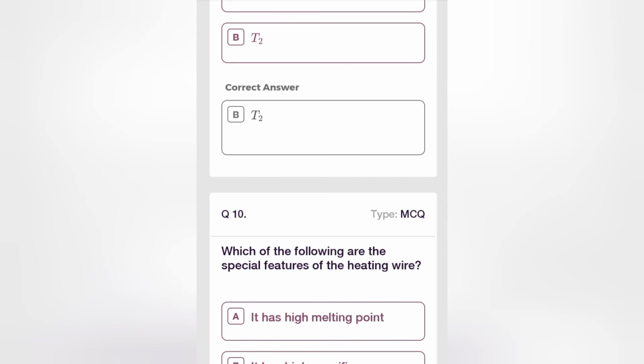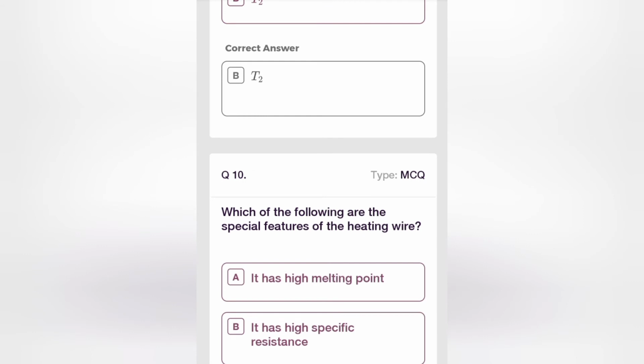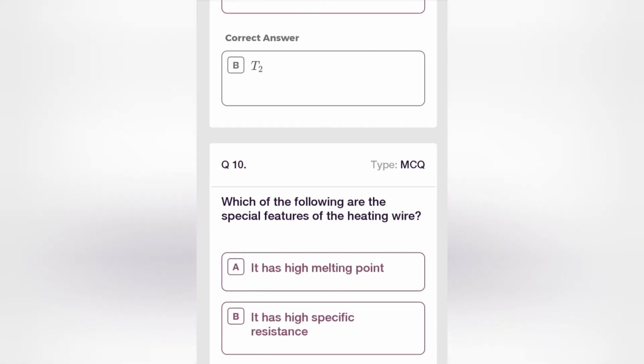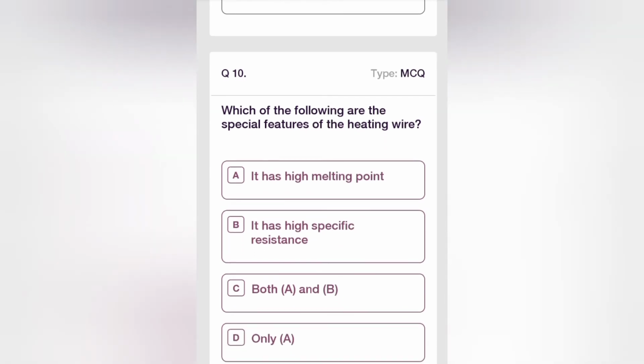Which of the following are the special features of the heating wire? So heating wire, I told that it must have high melting point, high resistance, high specific resistance or resistivity. Okay, so both the option A and B are true. They are correct.